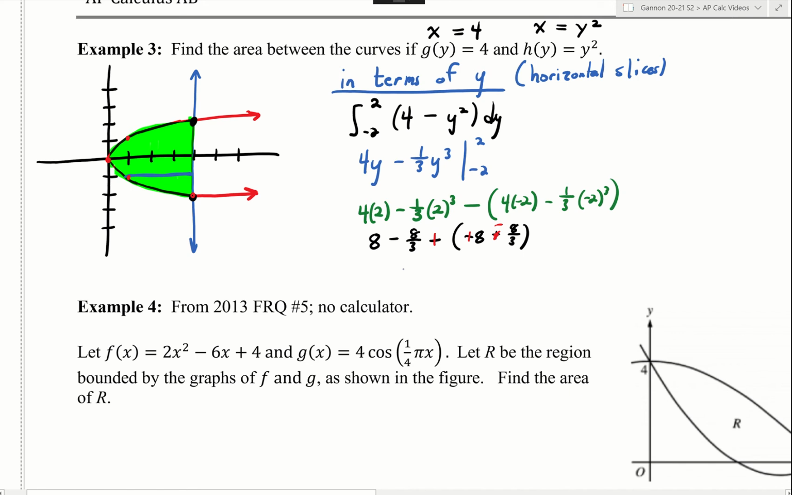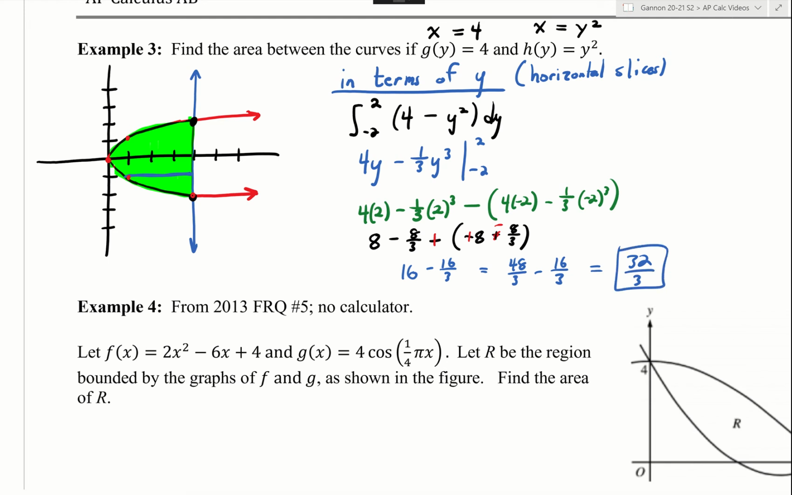All right, 8 plus 8 is 16. -8/3 plus -8/3 is -16/3. So we would need a common denominator, which would give us 48/3 minus 16/3, which is 32/3. All right. And you could obviously use the calculator to check your answer and verify that it is correct.